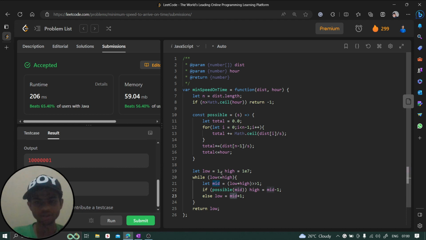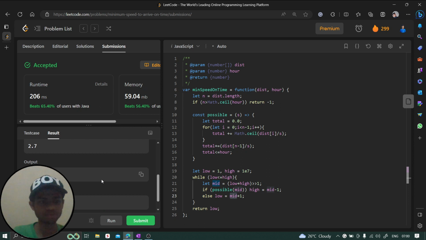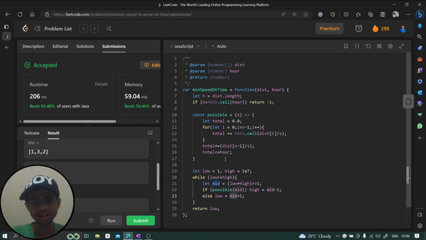Okay, so it's not running even there, right? So if low is less than high, so what we are doing is nothing but this much part. So let's see what's the issue we are getting over here. So it's completely this one, right? So I think we are making a little mistake over here. Okay, so let's try to debug this one, right?